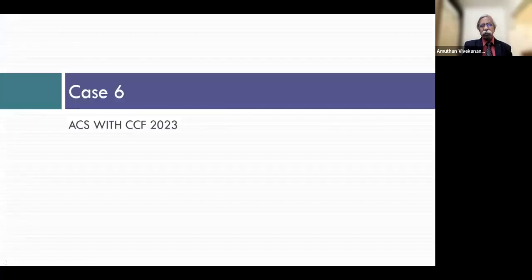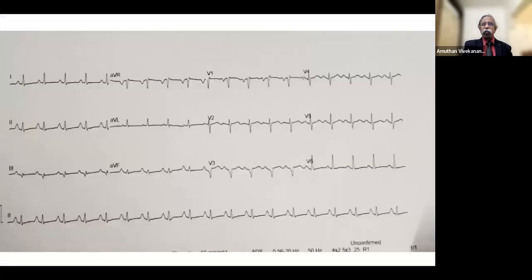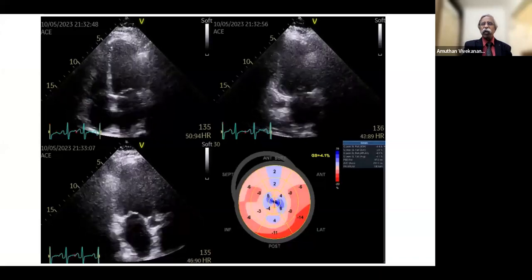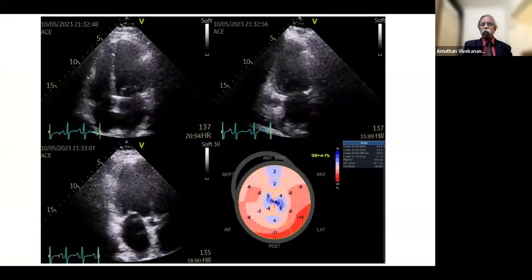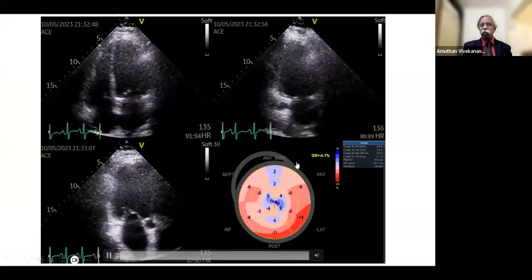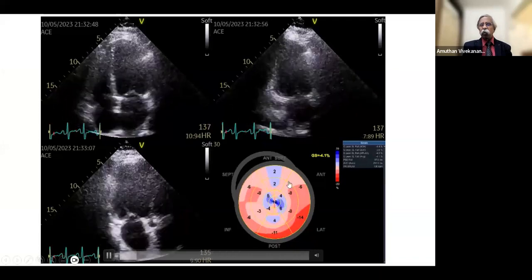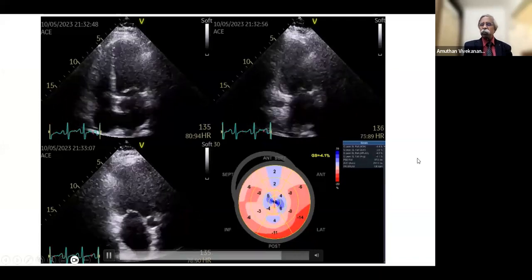And another case, this is a very difficult case. A patient came with acute heart failure. They initially showed possibly an anterior MI, and you can see here the strain map. This patient has an ejection fraction of only 22%, with marked abnormality in the anterior wall, anterior septum, inferior septum, and the whole of the LV apex gone, you can see here.